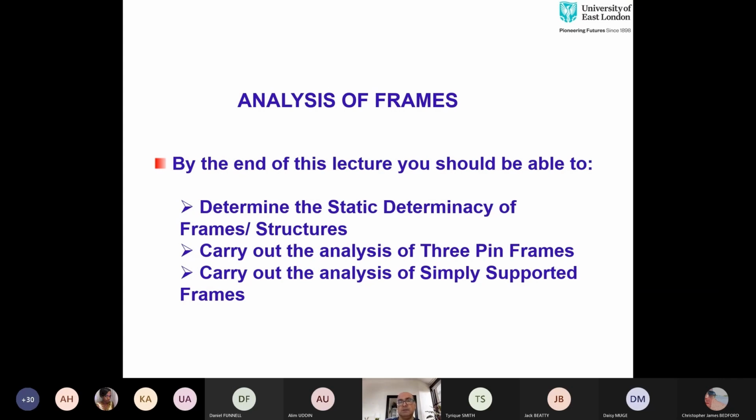There is a difference between a beam and a frame. A frame is a combination of columns and beams. Most of the time the joints are rigid. Some joints could be pinned as well. A frame can have axial force, shear force, and a bending moment as well. In today's lecture, I will simply cover how we work out reactions.